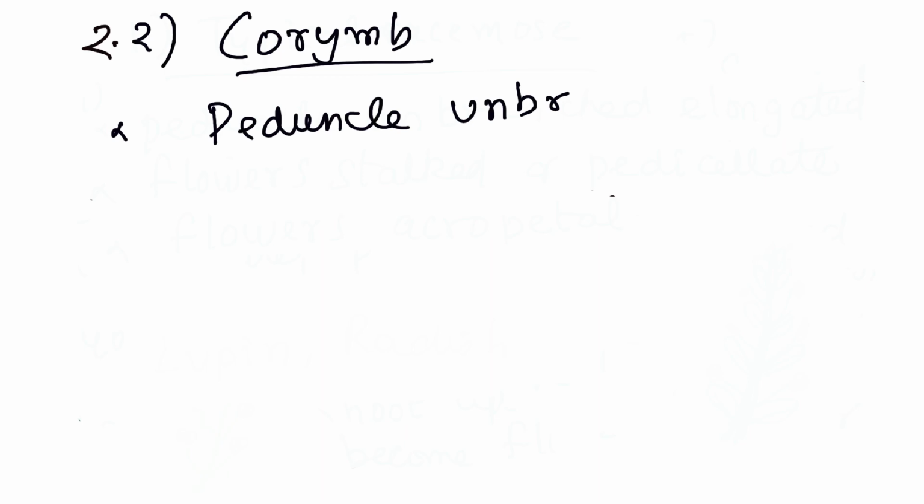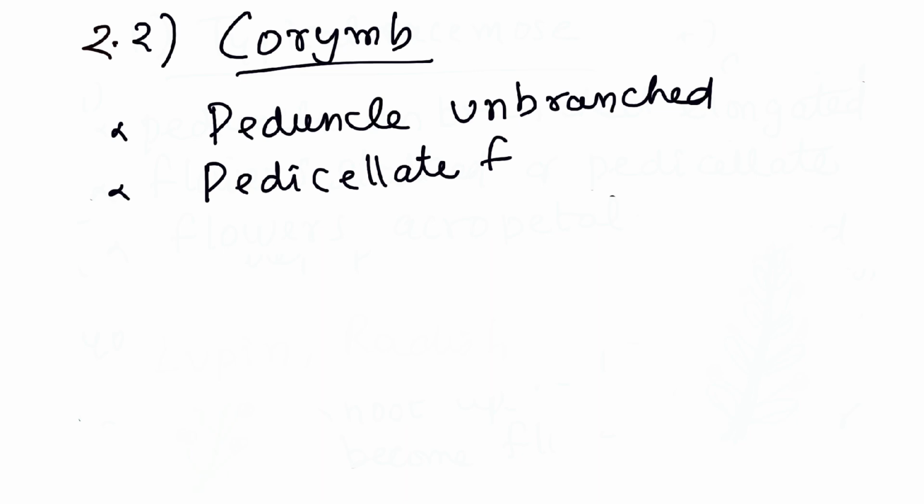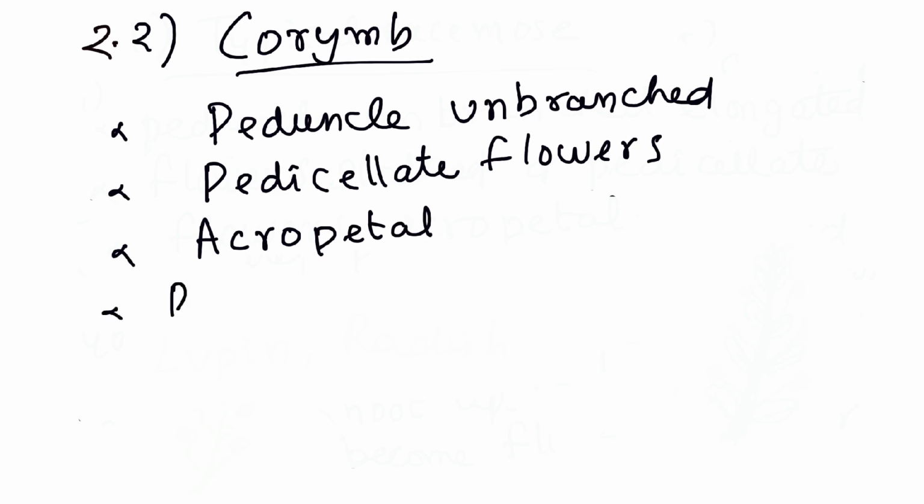Going on to the second case, which is called Corymb, the key points are that the peduncle is unbranched. That is the inflorescence axis, the common stalk on which all the flowers are developing. The flowers are pedicellate, and once again we have the acropetal arrangement of flowers. So one may have a doubt: these are the features we saw in the previous case, so what is the difference?